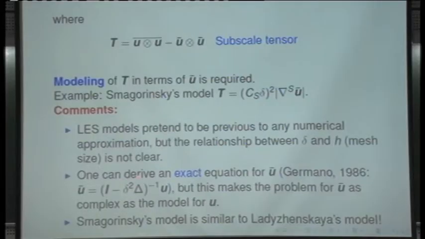Then the other point is that one can obtain an exact equation for u bar, the filtered velocity, in terms of the non-filtered velocity. That is exact. That can be shown, it's not difficult. That was due to Germano. However, that makes the problem for u bar, the filtered velocity, as complex as the model for u.